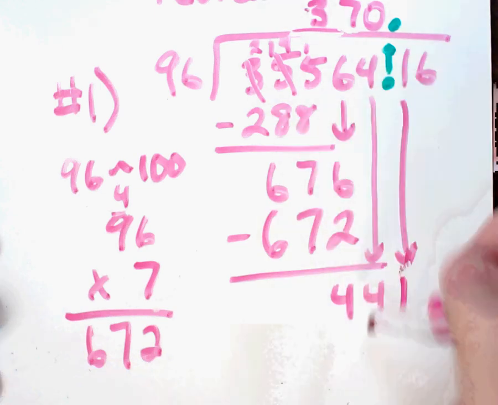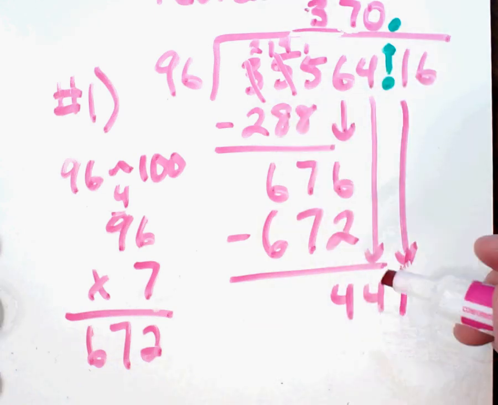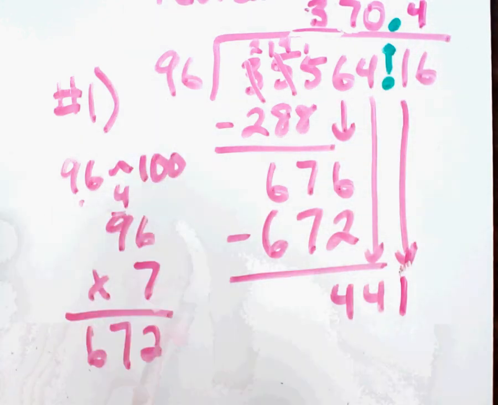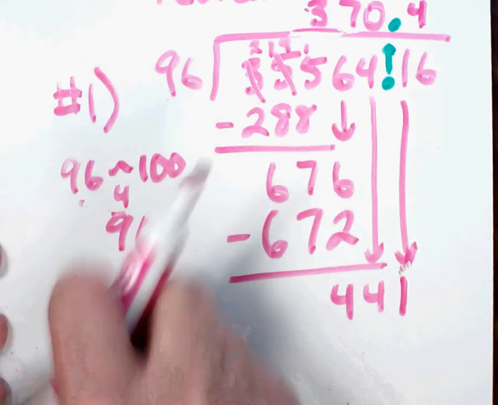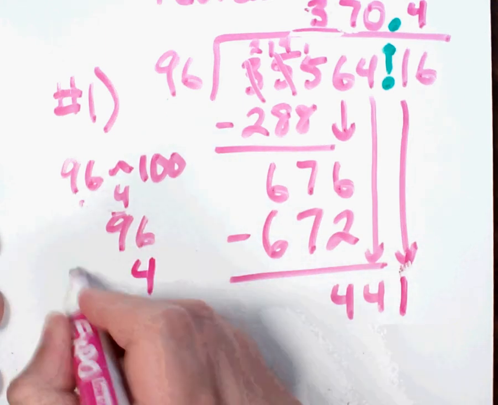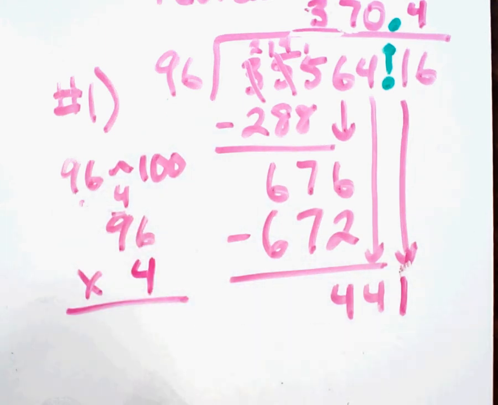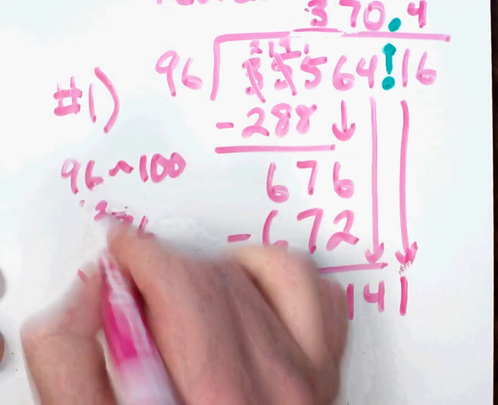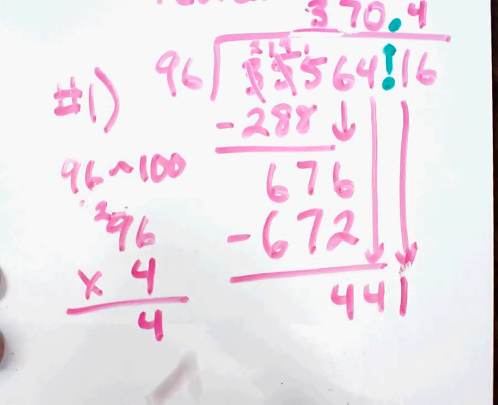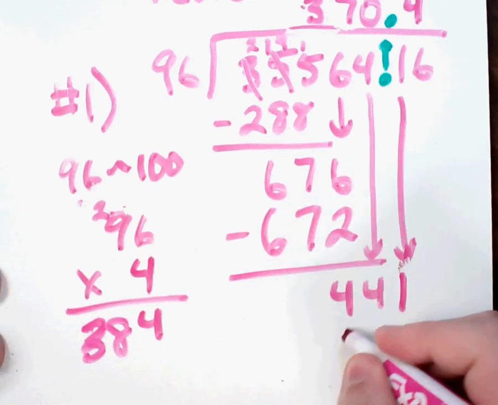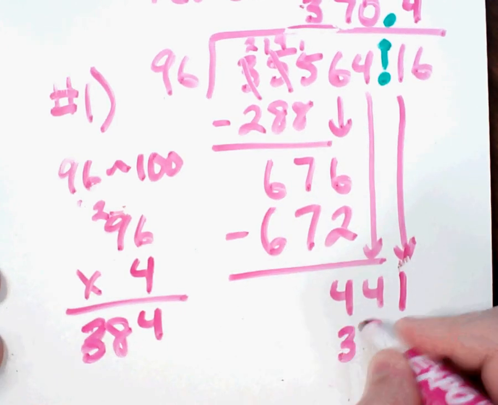Alright, so 96 is going to go into 441 four times. Again, I'm thinking of 96 as 100, so I'm estimating here, and hopefully that won't get me into too much trouble again. It's already gotten me into a little trouble once, but that saves me from having to do all the factors off to the side. Alright, 4 times 6 is 24. Carry the 2. 4 times 9 is 36, plus 2 is 38. So we get 384.